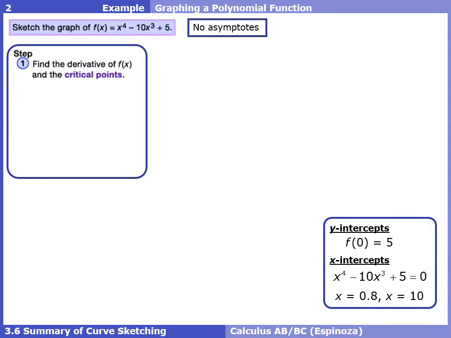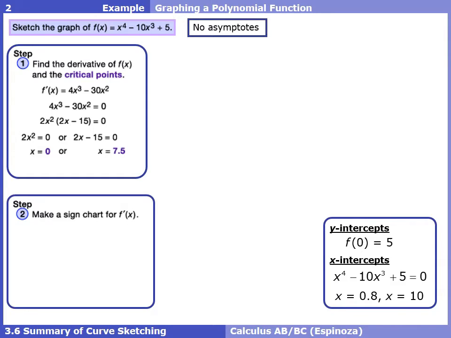First thing we're going to do is find the derivative of our function so we can get some critical points. When we take the derivative and set it equal to 0, we can factor that expression. Once it's factored, we can set those two factors equal to 0, and we'll find that we get two critical points, 0 and 7.5. To understand what those critical points are, they might be relative maxes or mins, we need to make a sign chart.